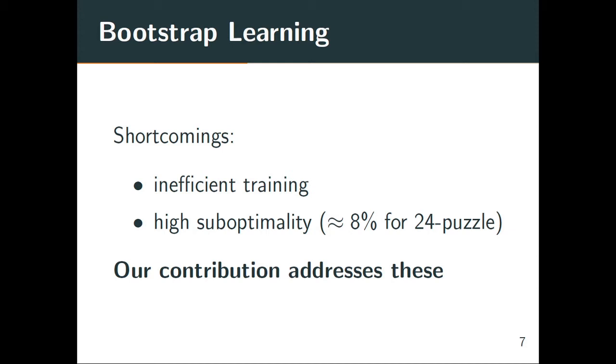The second shortcoming is that the procedure outputs a final heuristic that produces high suboptimality. This is because the heuristic is non-admissible, and so the plans that it generates are in general non-optimal. As a result, the heuristic is always trained on non-optimal plans, and this compounds errors with each iteration of the procedure. Our contribution is to address both of these challenges within the Bootstrap Learning framework.